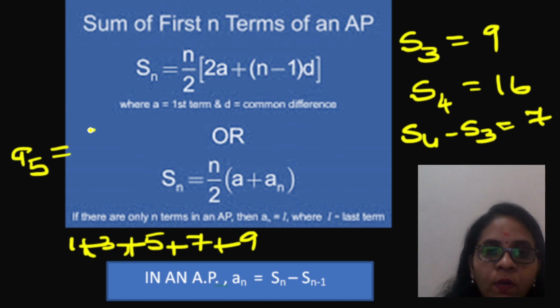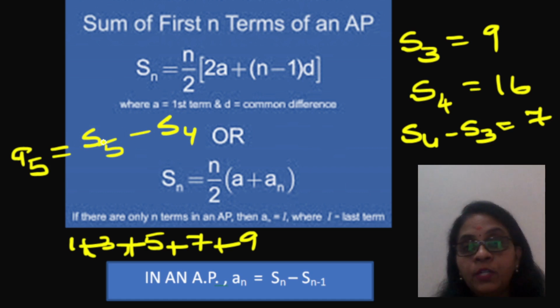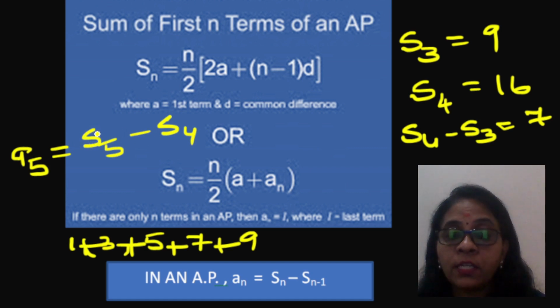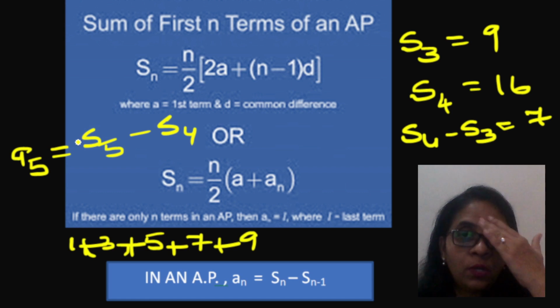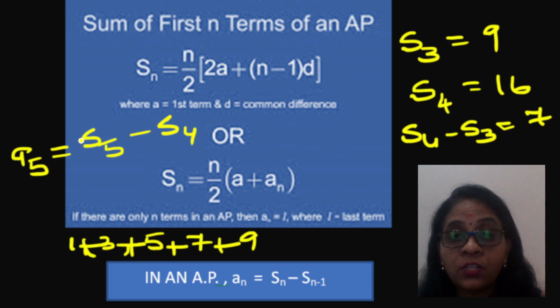A5 is equal to S5 minus S4. Is that clear? Suppose in an objective question you are given the sum of the first 5 terms of an AP and the sum of the first 4 terms of an AP, and you are asked for its fifth term. You need not bang your head and think, oh my god, such a difficult question for 1 mark. No, it's not a difficult question, it's a very minute concept that you must have missed out.